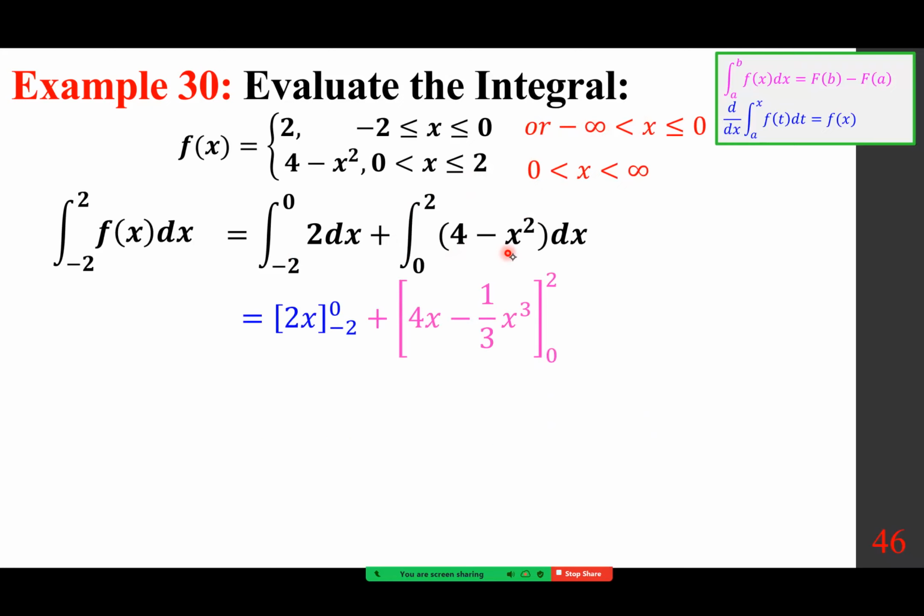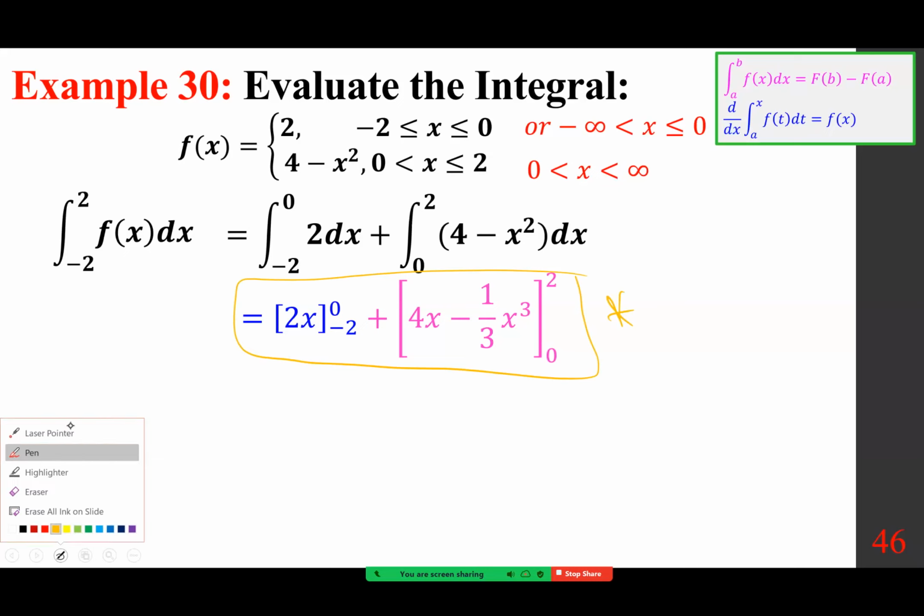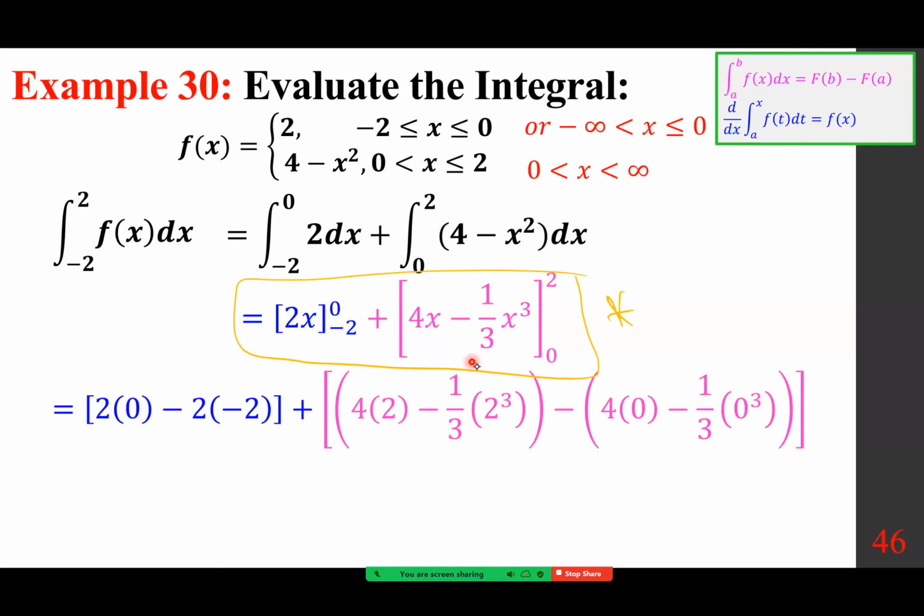So again, let me put the asterisk next to it. This is the only calculus step. Now plug in. So what do we plug in? First we plug in 0 minus, then plug in -2. This one first plug in 2, then plug in 0. So this is the evaluation, everybody, which we're going to look at in a moment.